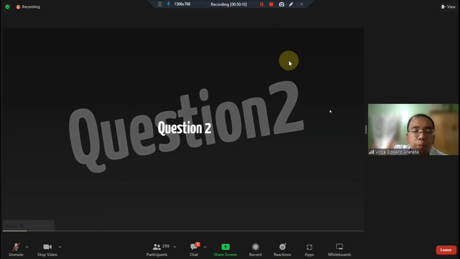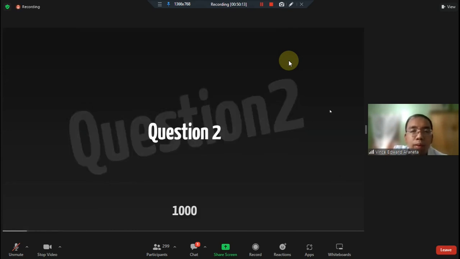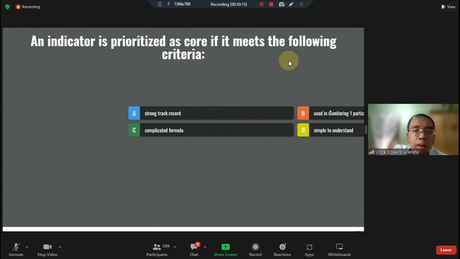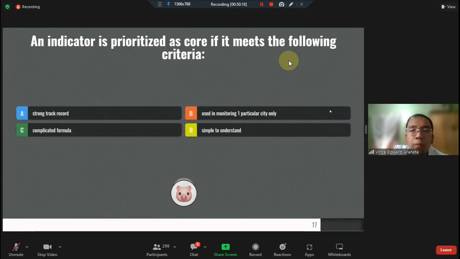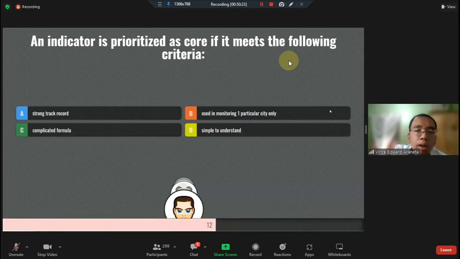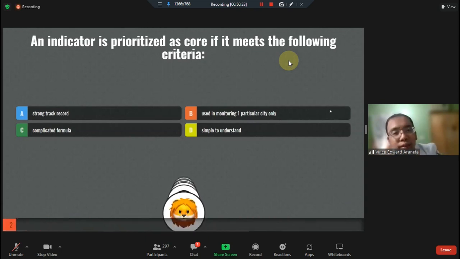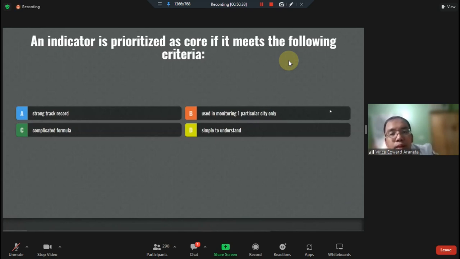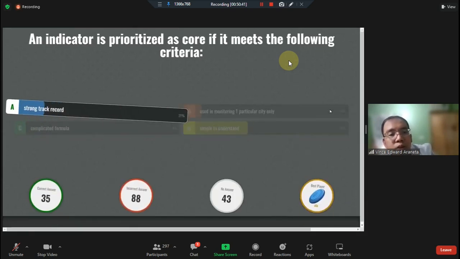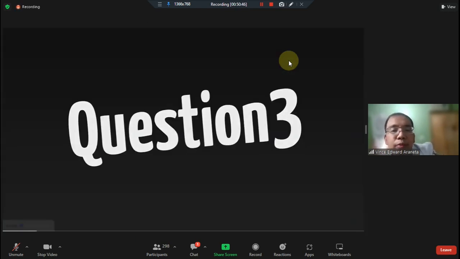Question 2. An indicator is prioritized or scored by the WHO if it meets the following criteria. I can just read the choices, but I'll emphasize the questions. It's A, strong track record. Ola, best player.